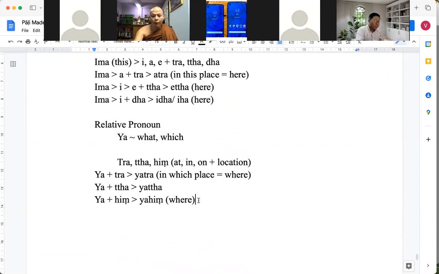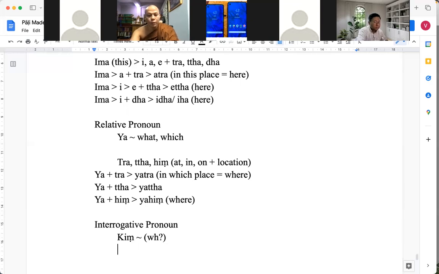And then now the interrogative pronoun for question. Interrogative pronoun for question. So we have the kim, okay. The meaning of kim is question, WH question. This kim also sometimes changes to ka, sometimes changes to ku. Okay, ka and ku.